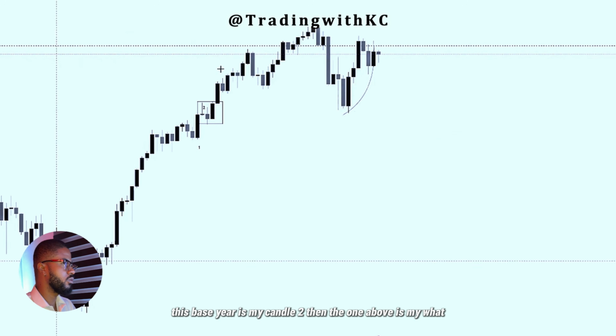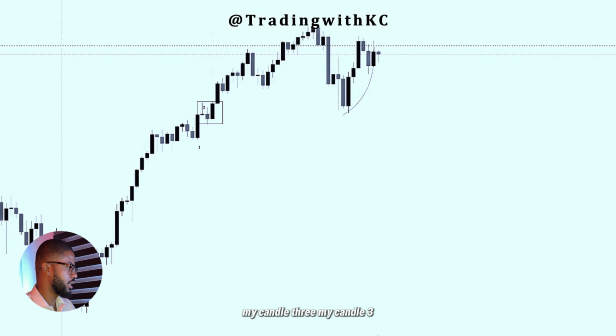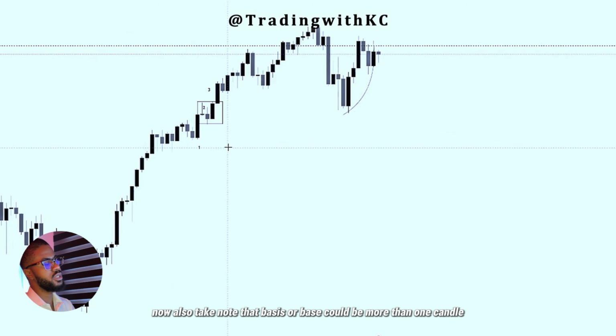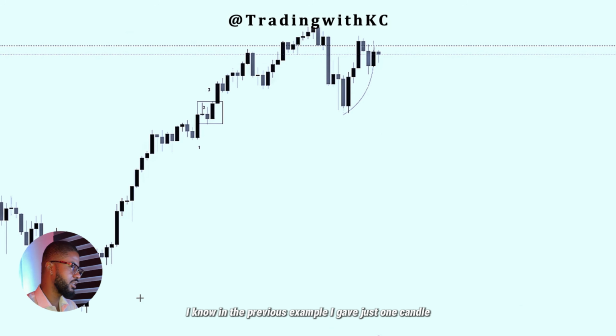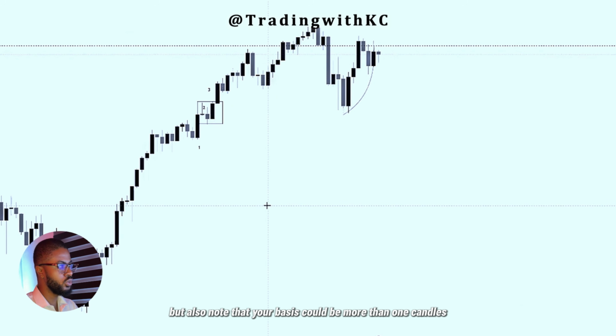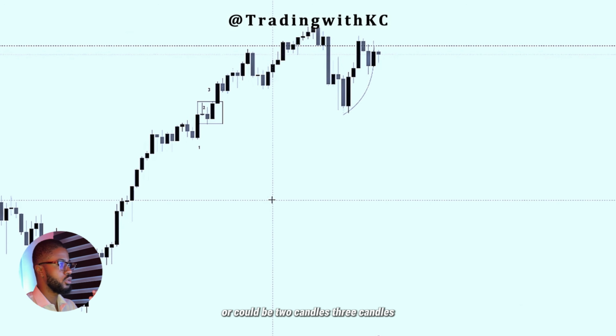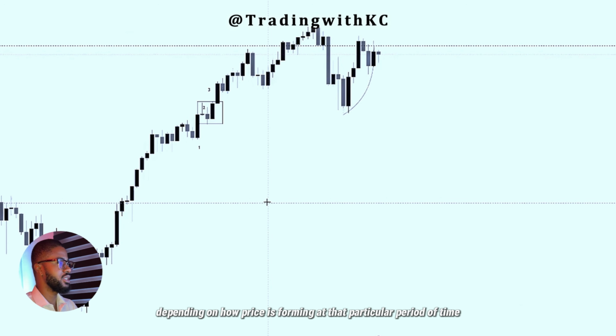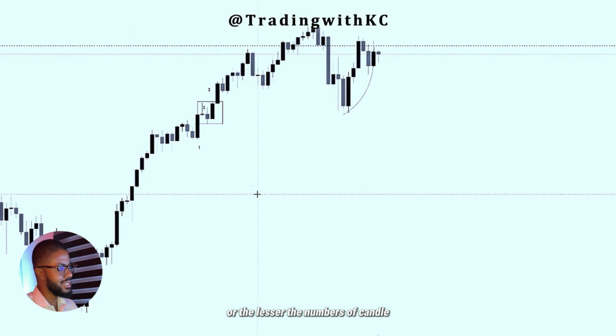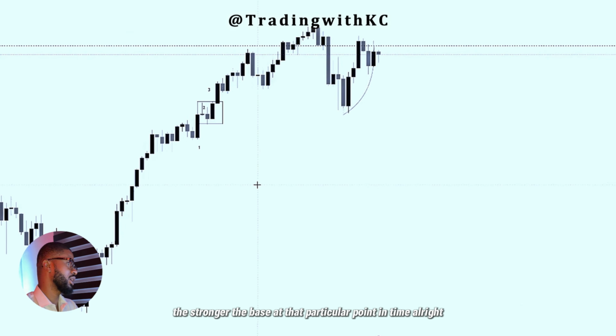Then the one above is my candle 3. Now also take note that bases, or a base, could be more than one candle. I know in the previous example I gave just one candle, but your bases could be more than one candle, could be 2 candles, 3 candles, depending on how price is forming at that particular period of time. But the lesser the number of candles, the stronger the base at that particular point in time.